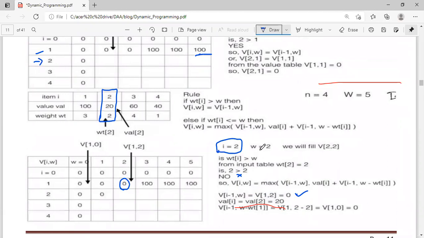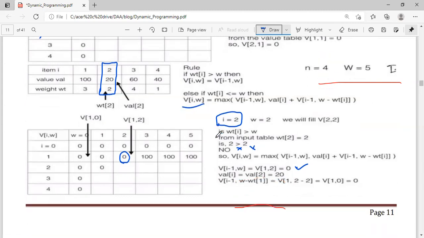Okay, W is equal to 2. What is the weight? 2. Okay, and we check whether WT of I is greater than W. What is the weight of WT? It is 2. Is 2 greater than 2? No, false. The answer is false, so you need to go to the else part.